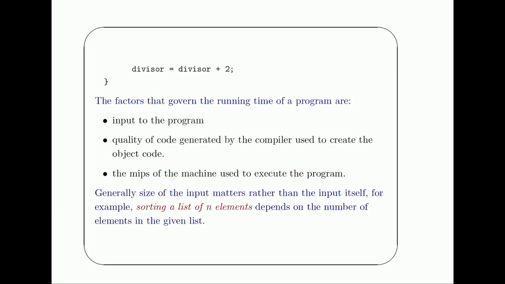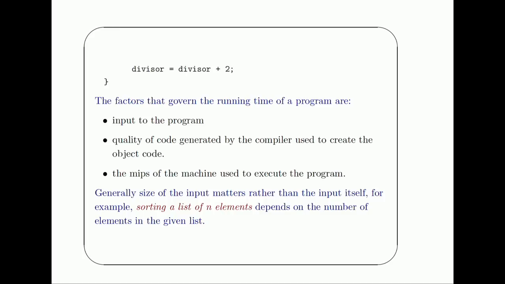What do we mean by the MIPS of the machine? The faster the machine, the quicker your program is going to run. But what the compiler generates, we cannot be sure whether it's optimized very much. And MIPS of a machine: today I run my program on a Pentium, tomorrow I am running on a quad core or whatever. So clearly what we need is to define this complexity in what is called a machine independent way.